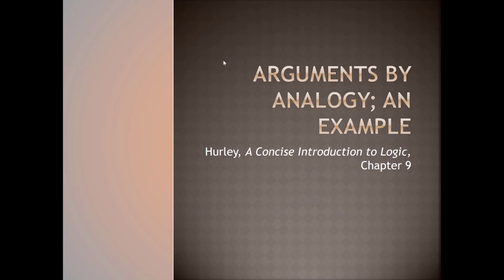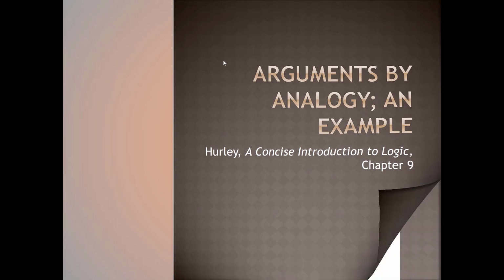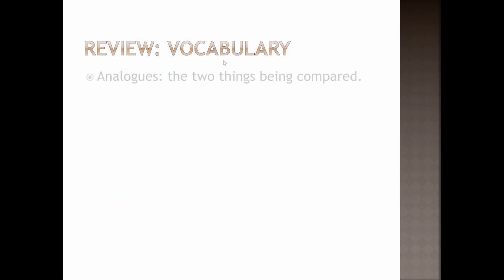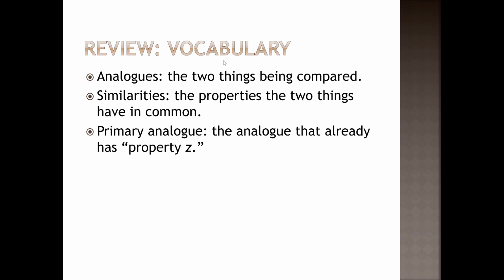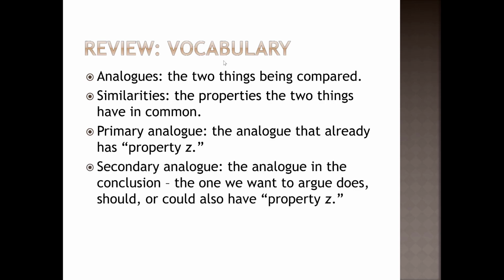Let's take what we've learned in this chapter and apply it to a specific example. First, to review, the vocabulary that we've learned are analogs. The two things being compared in an argument by analogy are called analogs. The similarities are any properties that the two things are known to have in common. The primary analog is the analog that already has this property Z, the thing that we're trying to transfer to the other one. And the secondary analog is the analog in the conclusion. It's the one we want to argue does, should, or could also have this property Z, whatever it is.